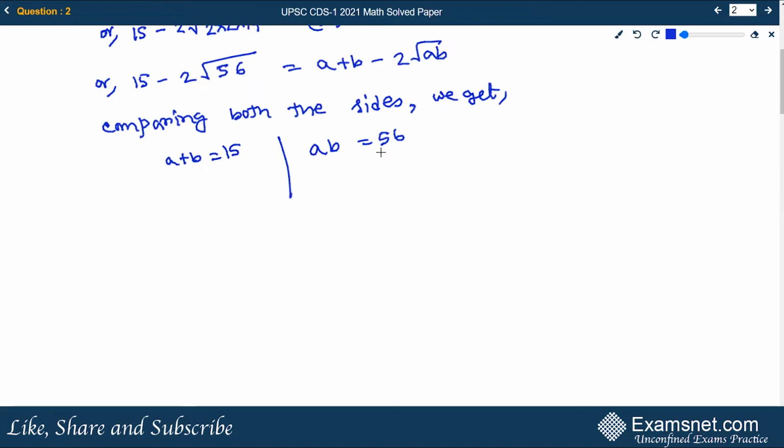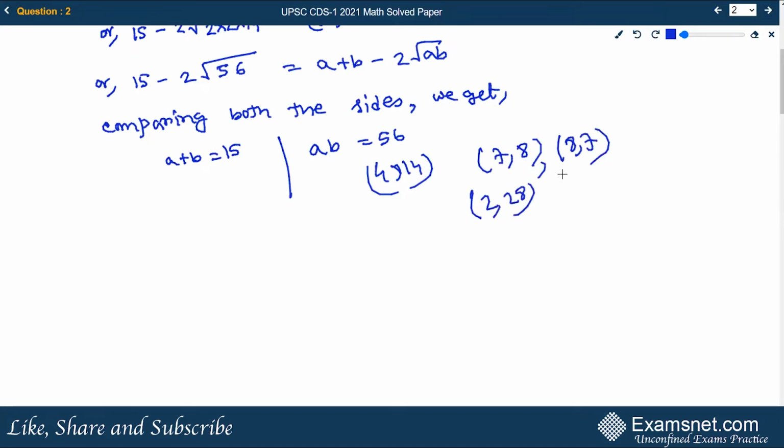How can we get 56? There are two numbers whose product gives us 56, and there are many possibilities. Like I can say 4 and 14, 7 and 8, also 8 and 7, 2 and 28. But for 2 and 28, the sum won't be 15. For 4 and 14, the sum won't be 15, but the sum of 7 and 8, or 8 and 7, gives us 15. Look, 7 plus 8 equals 15, or 8 plus 7 equals 15.